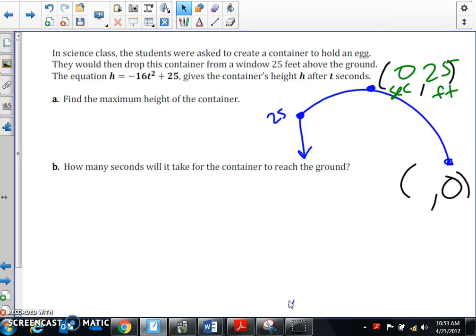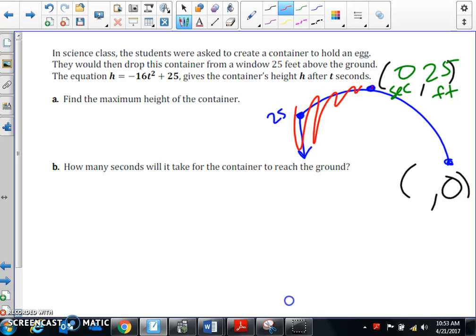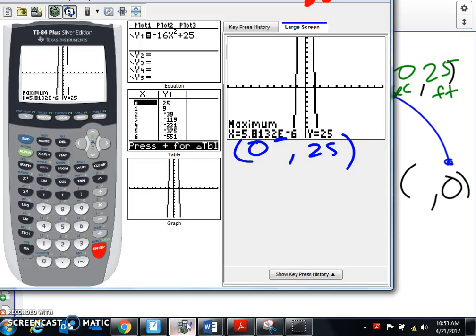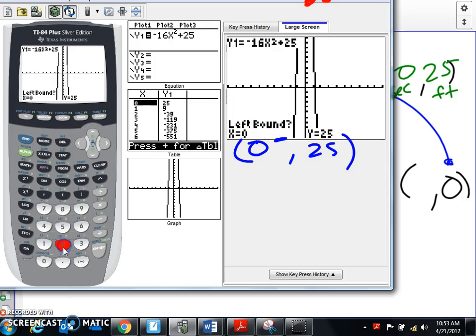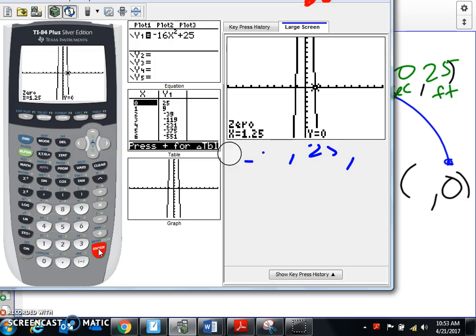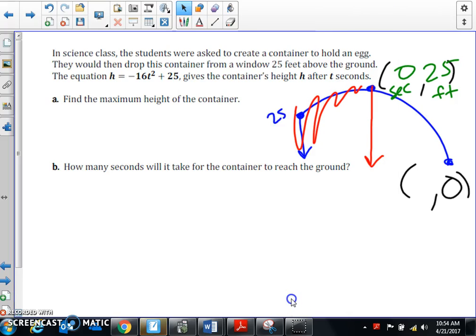All right, now how long it takes to drop. So really, if you just take this off, it's going to go down this way, right? How long does it take to hit the ground? We go second, trace. We're going to find our 0, which is 2. Left bound, enter. Now we just have to make sure our y is going to the negative. Enter, enter. And that's at 1.25 seconds.